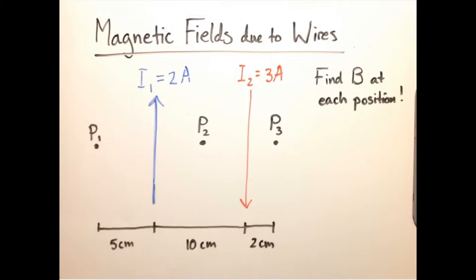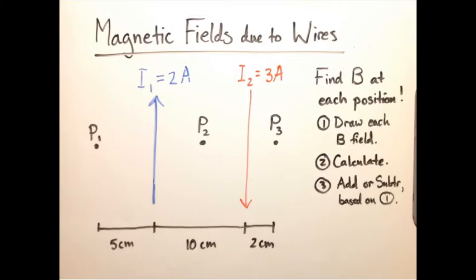Well, I wonder what steps we should take here. Let's do these steps. Step 1 is draw each of those magnetic fields. Then we can go ahead and calculate. And then after we've calculated each of those individual magnetic fields, we'll decide whether we're going to add or subtract based on what we did up here in step 1.